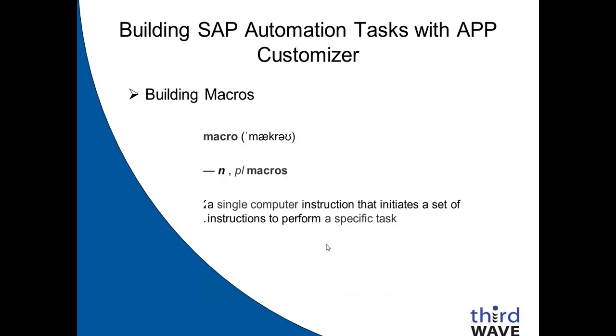Okay, and right on point, our next topic is building macros. So let's talk about this as a new term possibly for people. A macro, as defined by some dictionary out there on the internet, is a single computer instruction that initiates a set of instructions to perform a specific task. So it's basically give me a couple of instructions, wrap them all together, and package them, and then when I run something, let it run all of those things at once.